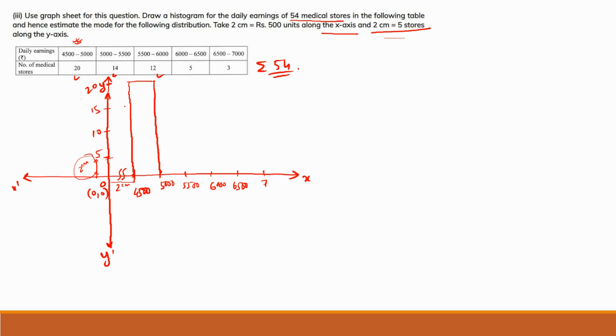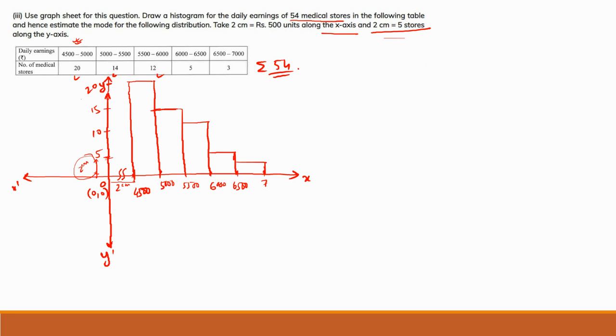5000 to 5500 is 14, so it is about 15, so this should be somewhere like here, right? 5500 to 6000 should be 12, so this should be somewhere here. 6000 to 6500 should be 5, so this should be somewhere here. 6500 to 7000 should be 3, so this should be somewhere here. So we drew the histogram, right?